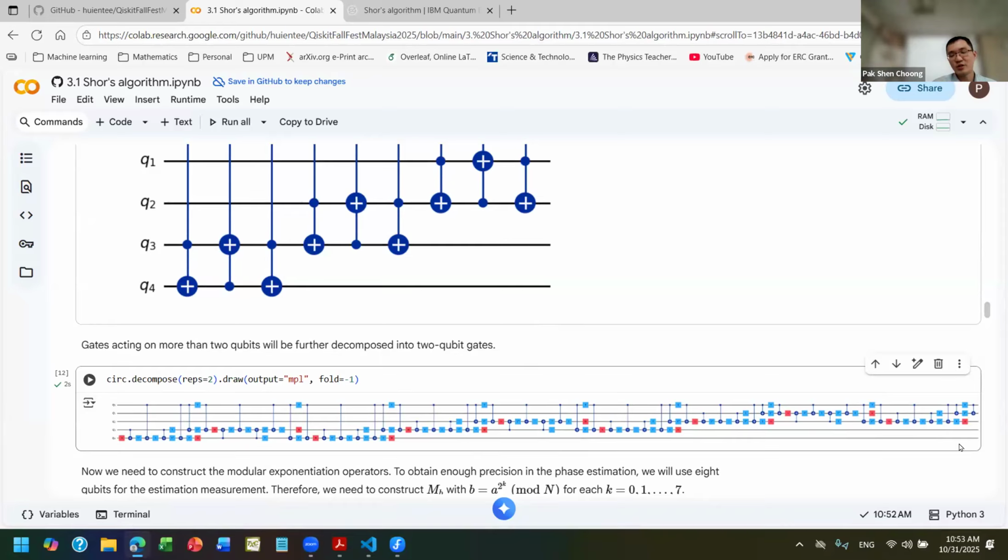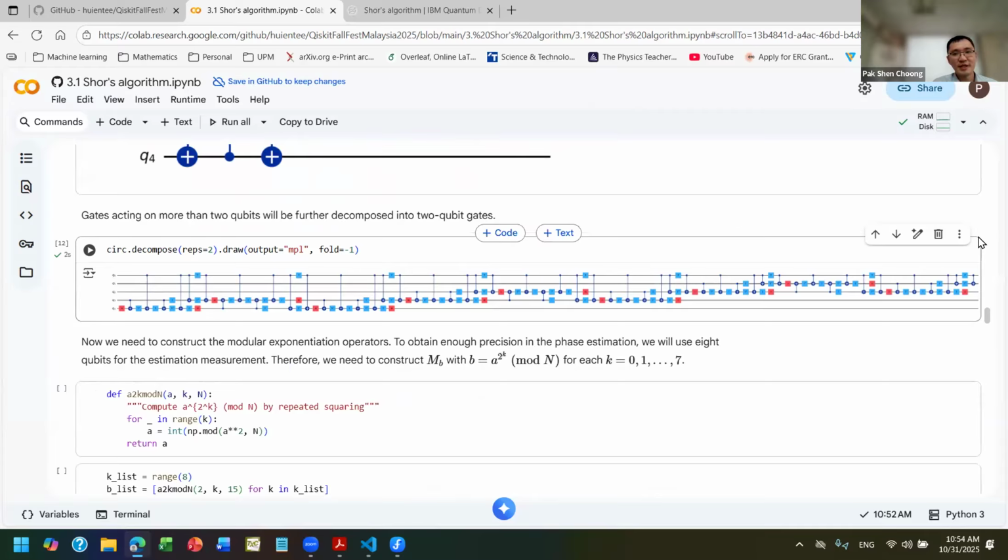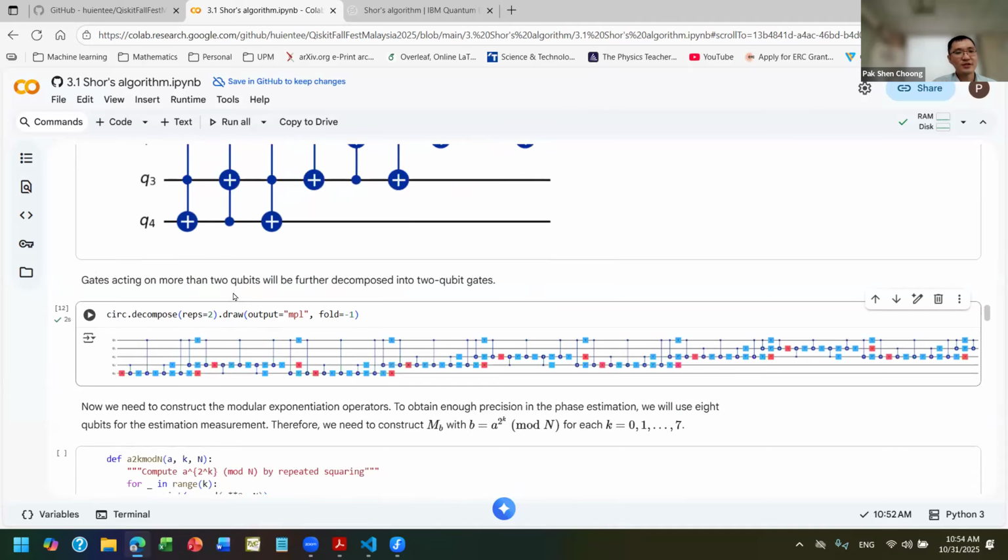And this is the reason why Shor's algorithm right now, you don't really do that, because it's too complicated to perform on quantum computers. So this is the decomposed state for this thing. And this is just M2.